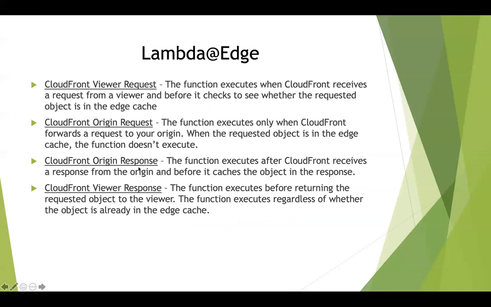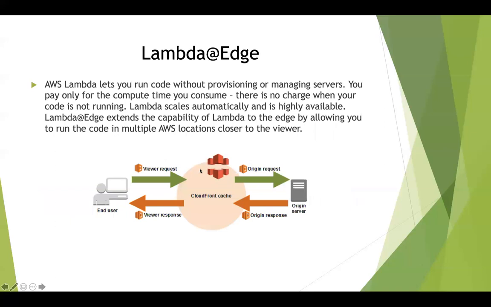And when it comes to the origin response, the function executes after CloudFront receives a response from the origin and before it caches the object in response. So generally, as I mentioned, when an object is not present in the CloudFront cache, it is going to look for the object in the origin server. And this function is going to run only when the CloudFront cache finds that object in the origin server, but before it caches that object in the edge location. Okay, at that point in time, I will be running this particular Lambda function.